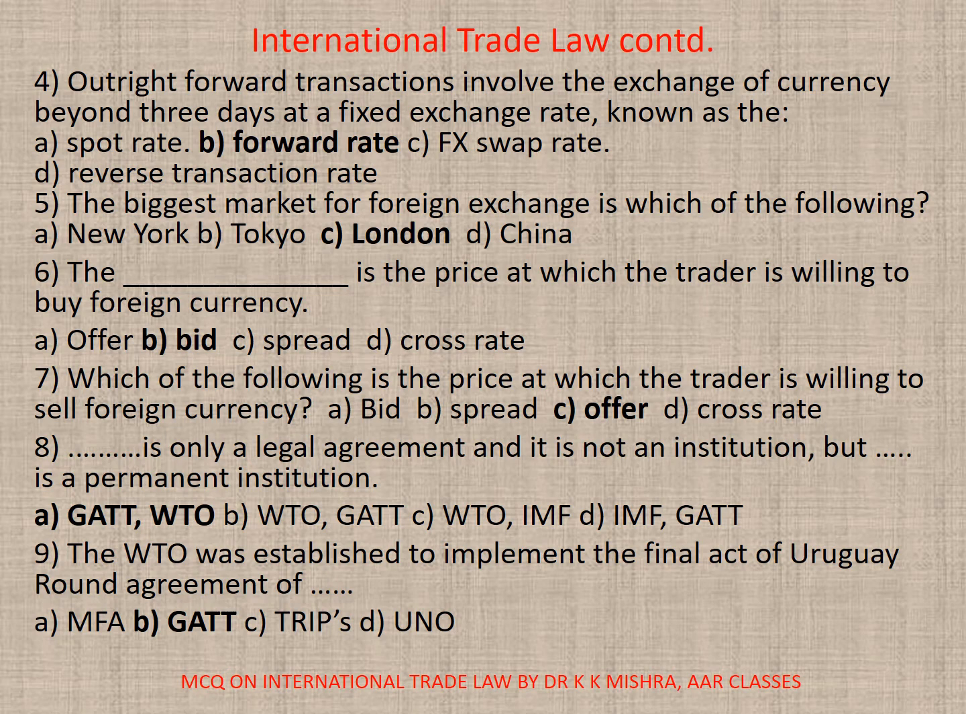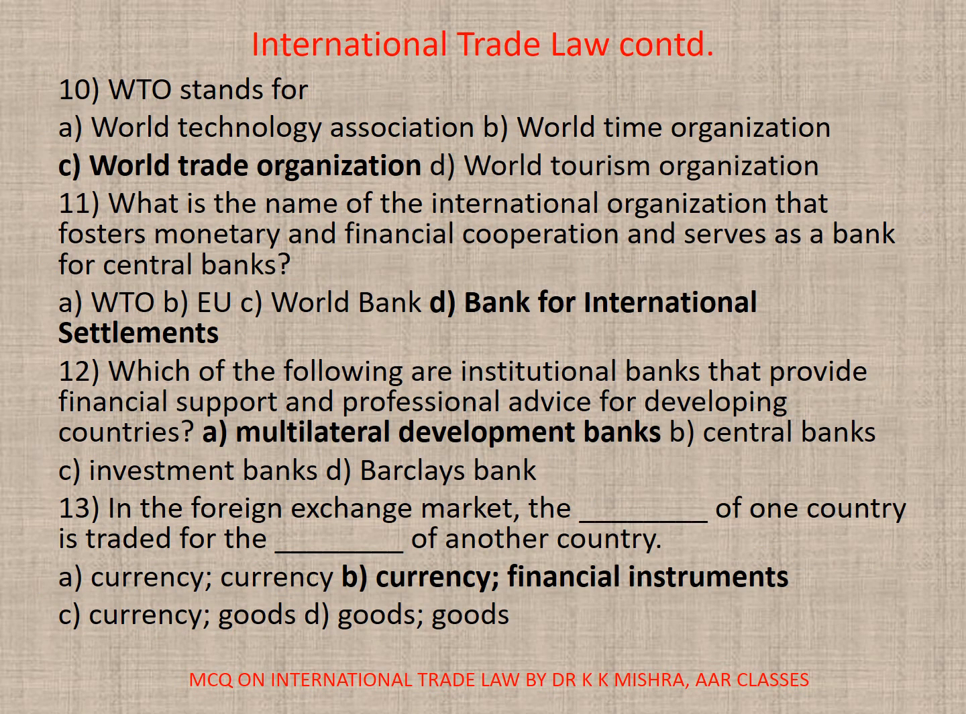9. The WTO was established to implement the final act of Uruguay rounds agreement of dash. Correct option is B. GATT. 10. WTO stands for, correct option is C. World Trade Organization. 11. What is the name of international organization that fosters monetary and financial cooperation and serves as a bank for central banks? The correct option is D. Bank for International Settlements.